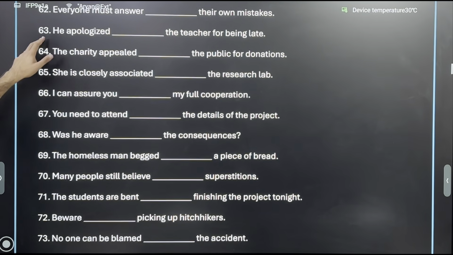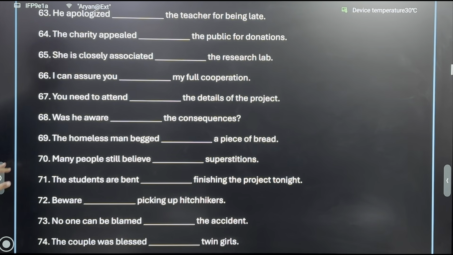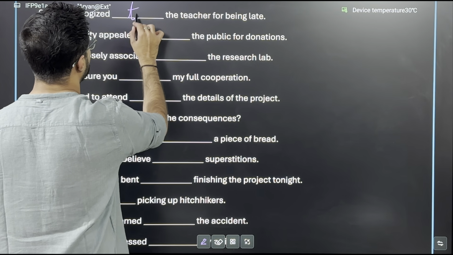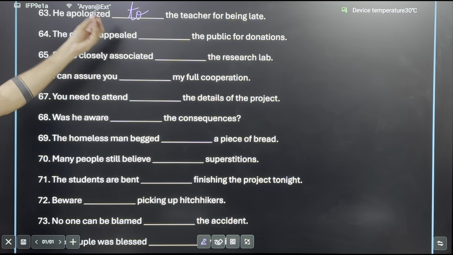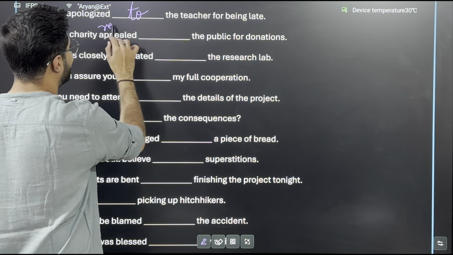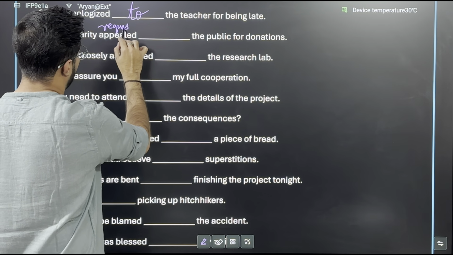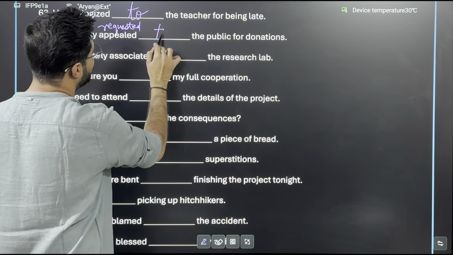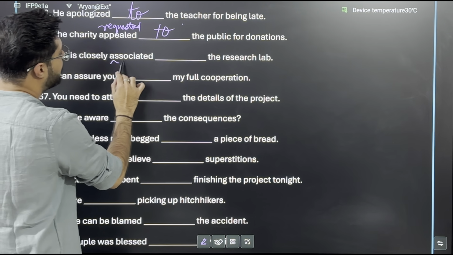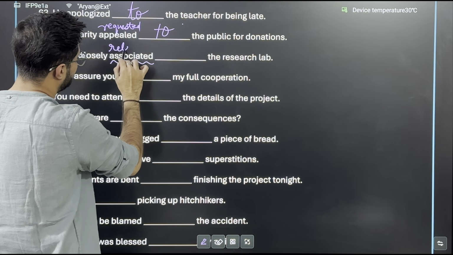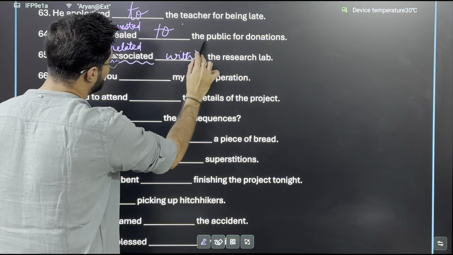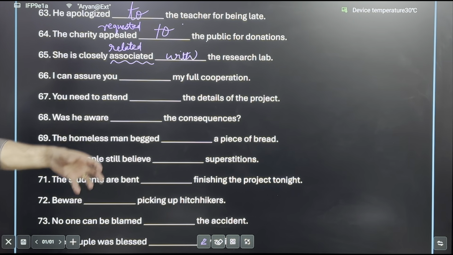Next one, he apologized dash the teacher for being late. So you always apologized to a person. So he apologized to the teacher for being late. The charity appealed. Appeal means requested. So you appeal to the public for donation. She is closely associated का मतलब होता है related. So related के साथ with जाता है. Closely associated with the research lab.